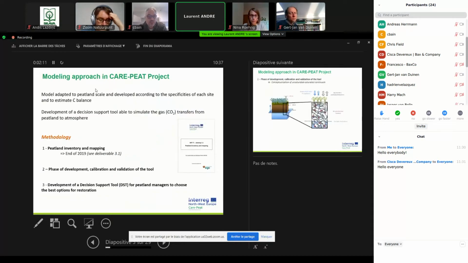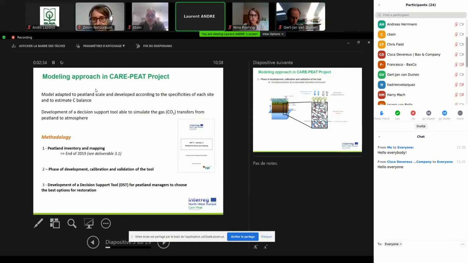As I said, we want to develop a model adapted to peatland scale, which takes into account all the specificities of the site to estimate the carbon balance. And then we will develop the decision support tool.